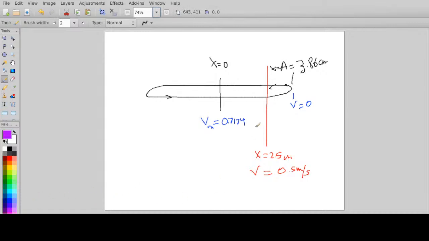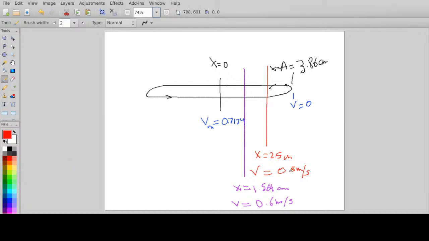But I said, you know what? Let's also look at this other point here. All right. And you didn't know what the x value was, but we found that x value to be 1.564, sorry, 0.564 centimeters. And there the velocity was 0.6 meters per second. Okay.